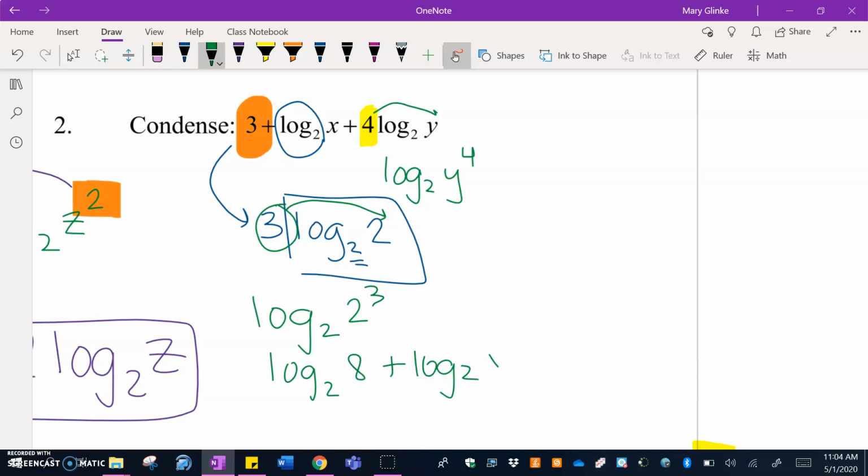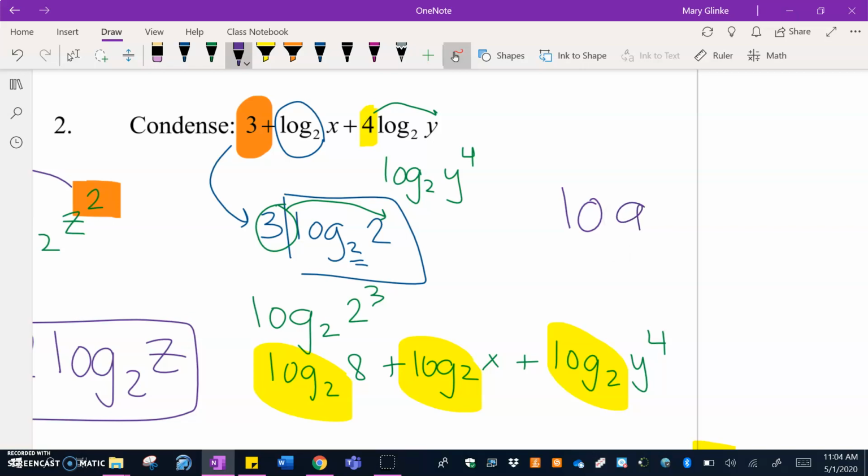And so then I'm going to continue bringing down everything else that I had, log base 2 of x, log base 2 of y to the 4th. Now I have everything that I can combine because I see log base 2 for every problem. So I am going to write log base 2 just once. And then I'm going to plug everything in.